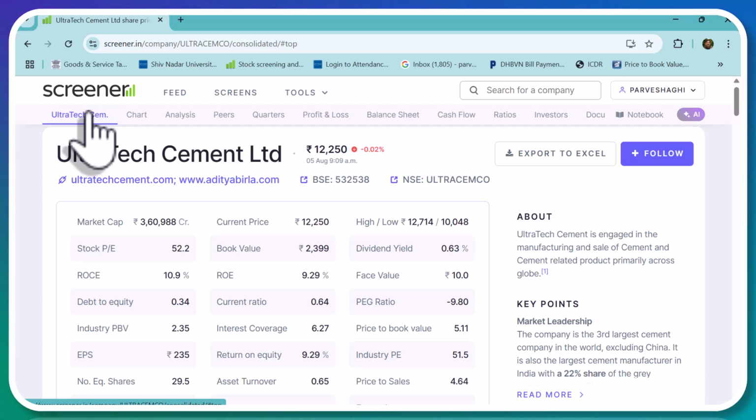Now, stock PE. The P is very important. What is the PE ratio of this stock? What is the full form of PE ratio? Price earning ratio, where we take the market price per share divided by EPS. So it tells you the relationship between earning per share and the market price.